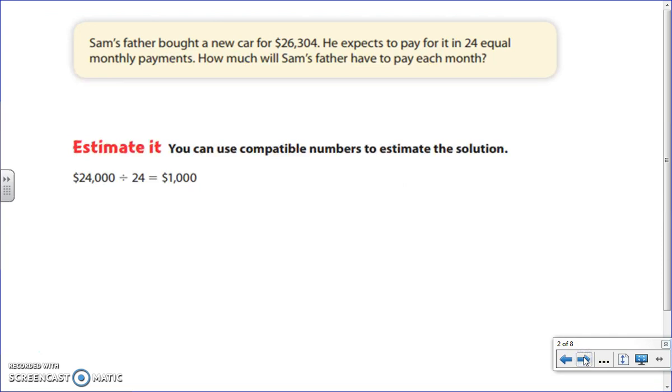The first example says that Sam's father bought a new car for $26,304. He expects to pay for it in 24 equal monthly payments. How much will Sam's father have to pay each month?